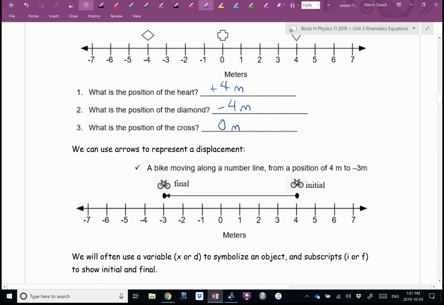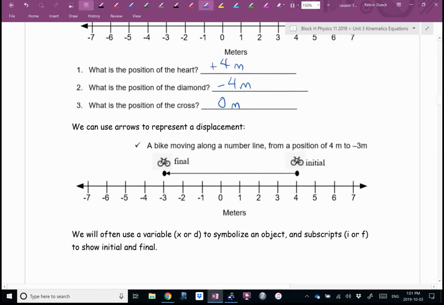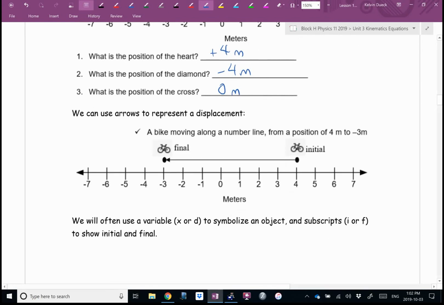That's locations or positions. What if we want to somehow show motion or movement? We can use an arrow to represent a specific displacement.